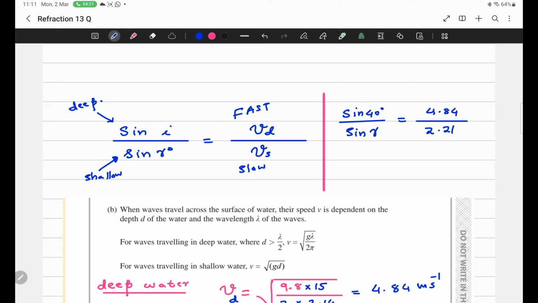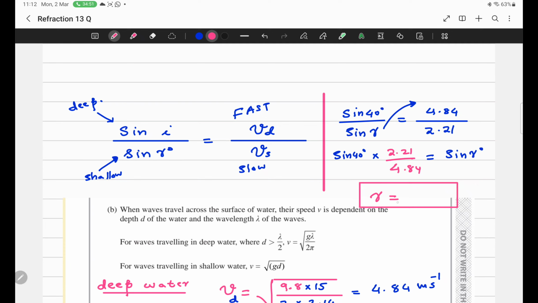And now algebra starts. To calculate R, we should shift sine R to the other side, so sine R equals sine 40 times 2.21 divided by 4.84, and you have to calculate angle R. What will be angle R? It is 17.06. We can take 17 degree or 17.1.